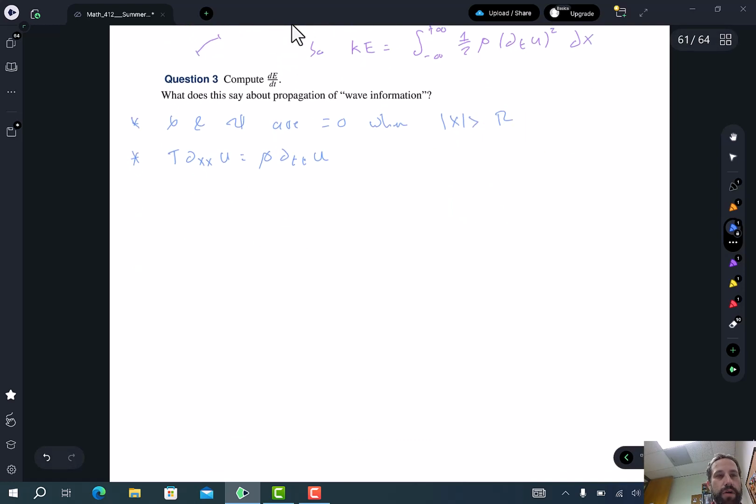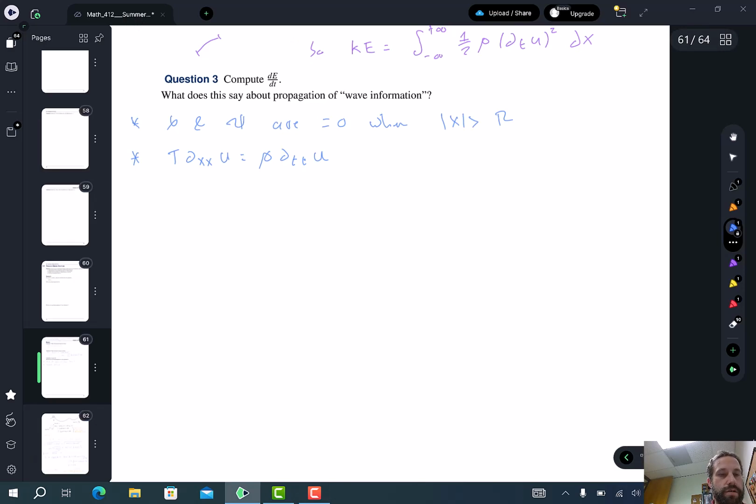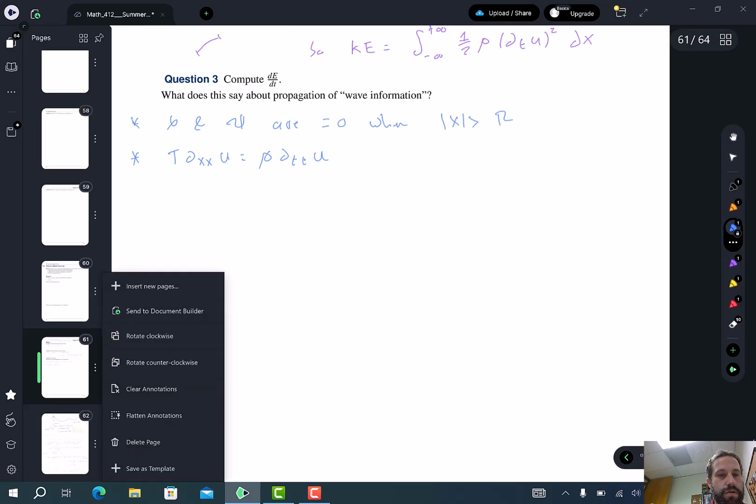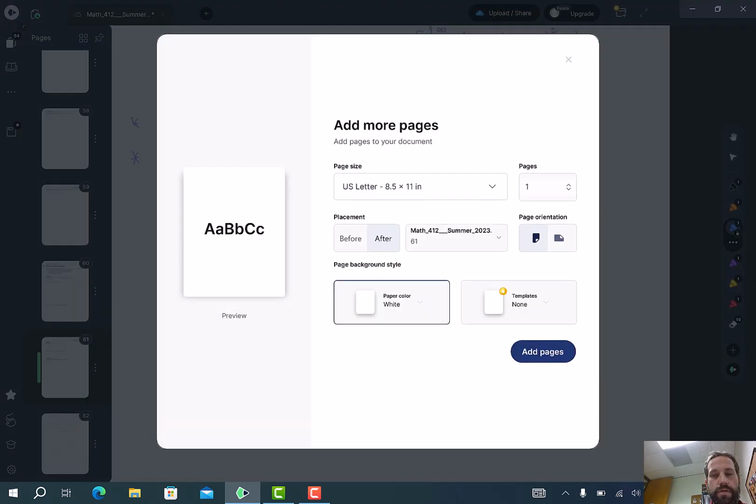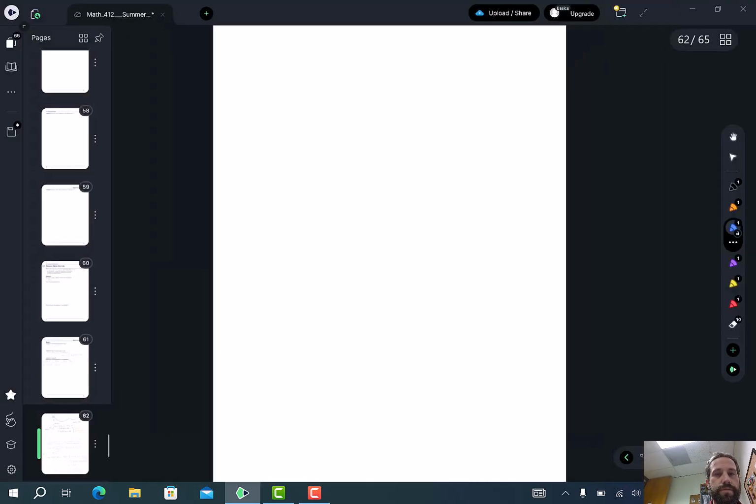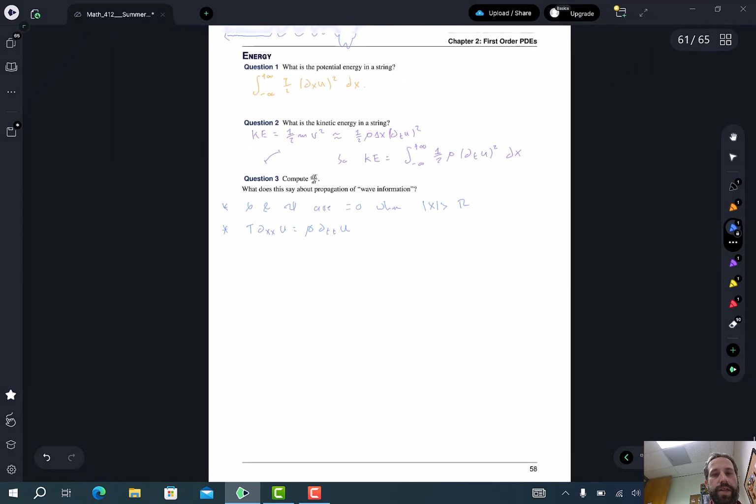Okay, I'm also definitely going to need to insert another page here. Okay, I'm almost certain I'm going to need to use that.